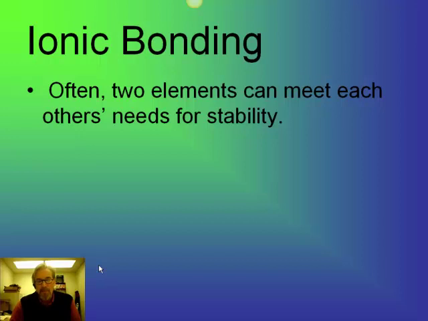Remember, some elements, typically metals, need to lose electrons to become stable, and some other elements, typically nonmetals, need to gain electrons to become stable. So that's a sort of a nice match that can often occur when the right elements get together.